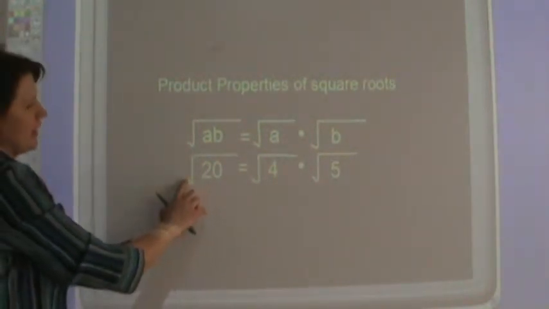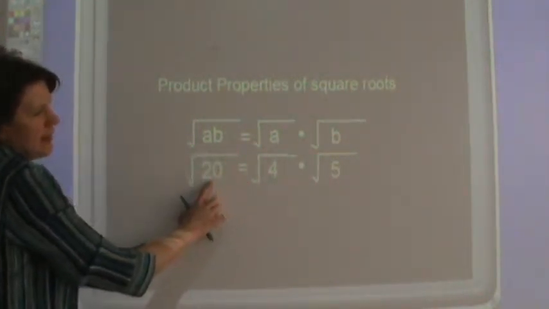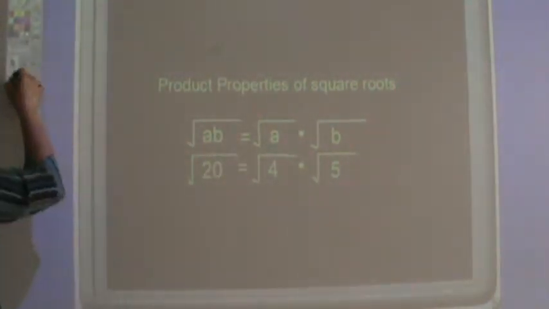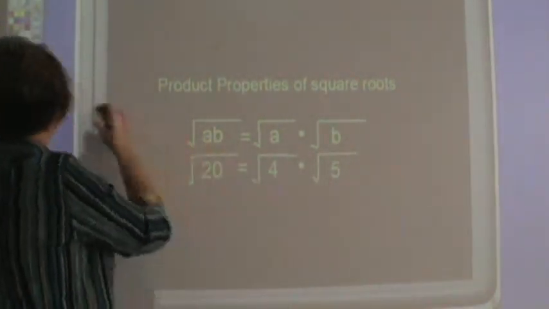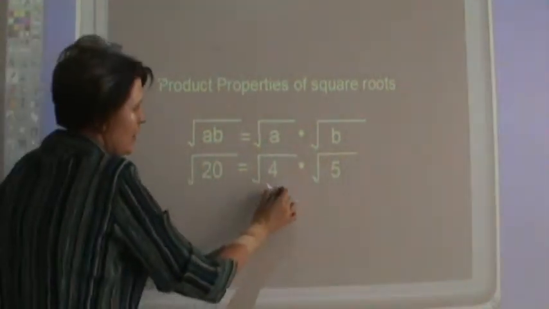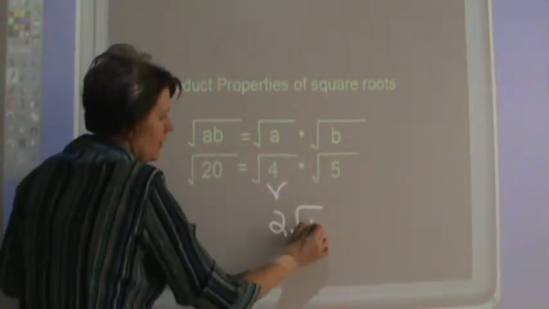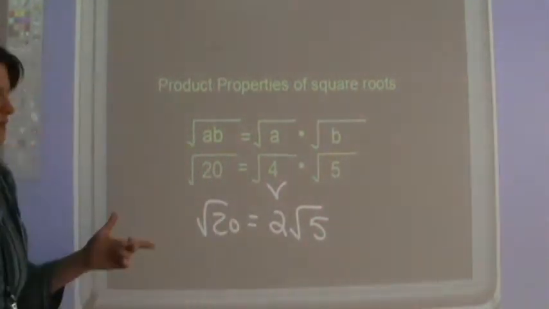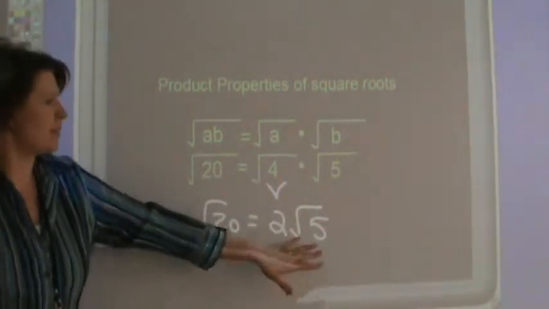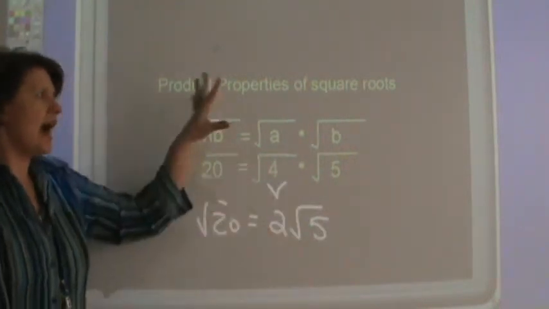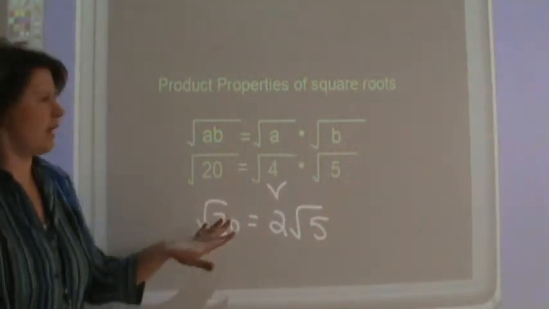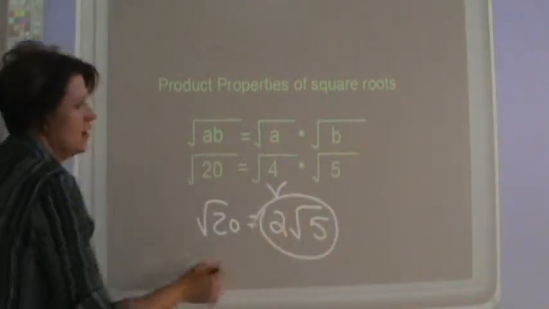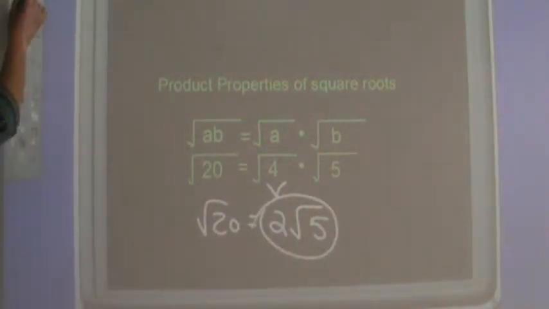Well, maybe on something like this, if we had the square root of 20, we could break it into the square root of 4 times the square root of 5, because the square root of 4 is 2. So the square root of 20 is the same as 2 times the square root of 5. Now we'll get into this a little bit more, but this is kind of where we're going today. I don't want the decimal answers, okay? We're going to look at some perfect squares and things like that, but this is the kind of answer we're going to be looking for today.